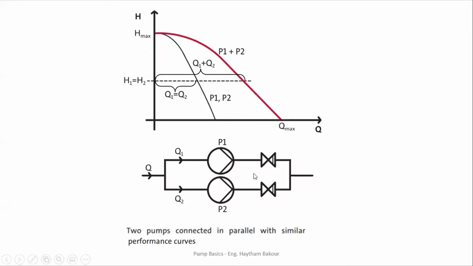So the reason behind connecting them in parallel is to keep the pressure and increase the flow rate, as we can see here in the chart. Here the curve is about the HQ relation, and the red curve is the curve for the pressure of P1 plus P2, how it is in parallel. So we can compare between the two curves, in parallel and in series.